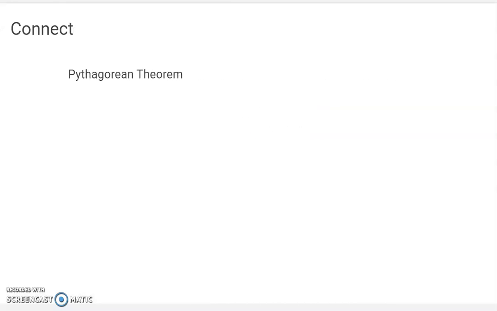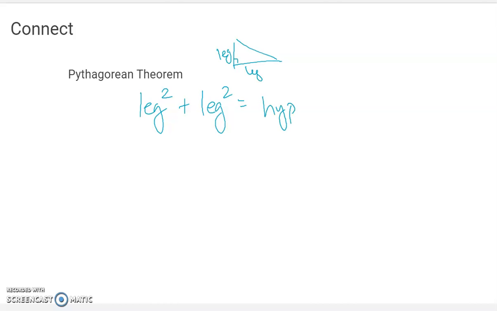So Pythagorean Theorem, we learned the other day. One way we say it is the length of each leg squared added together. Remember, these are legs, the ones that touch the right angle, equal the hypotenuse squared. That's this. We usually see it written a squared plus b squared, the legs get the names a and b, equals c squared. The hypotenuse gets the name c.